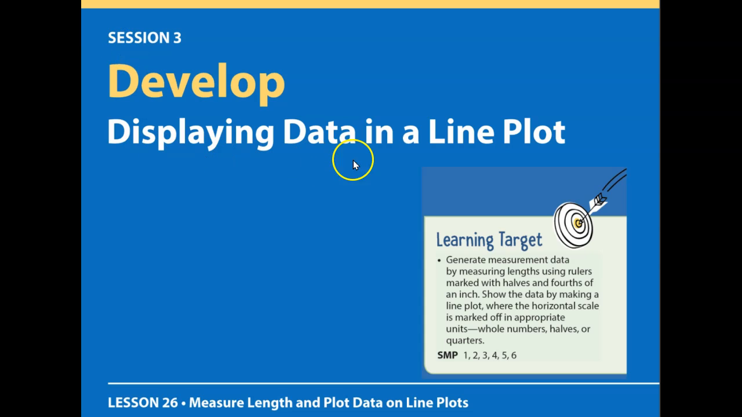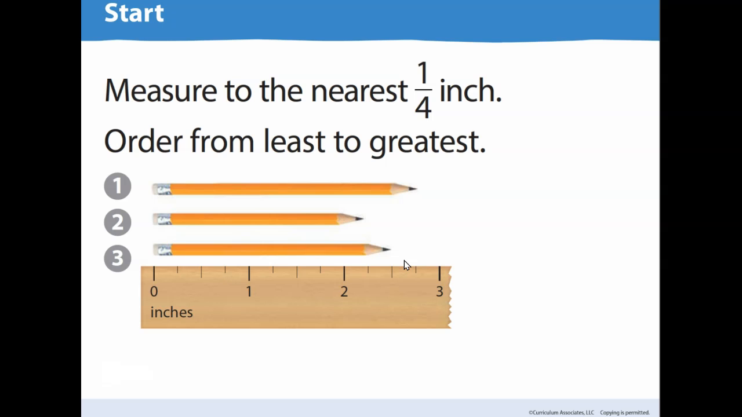Section 3 says displaying data in a line plot, similar to what we've been doing before. It says measure to the nearest quarter inch. So look at number 1. I start at 0 and go all the way across. This one is about right here. Let me draw a line like here.